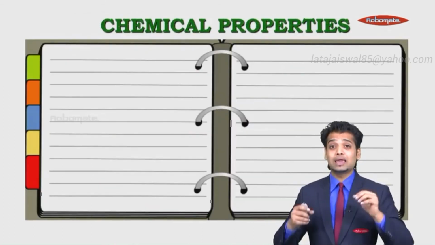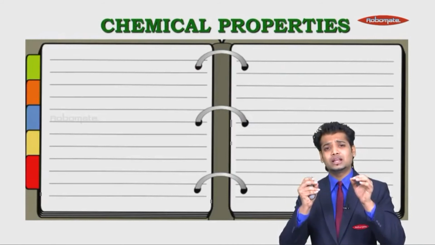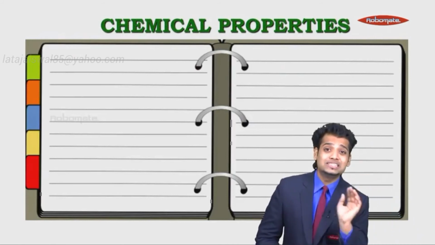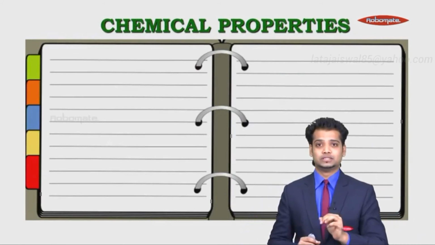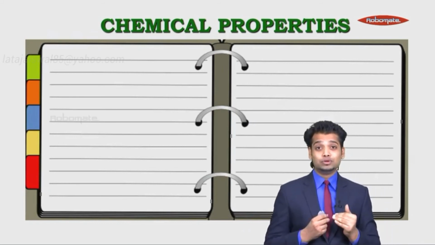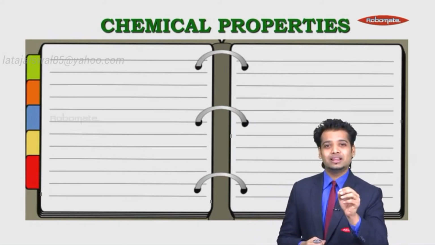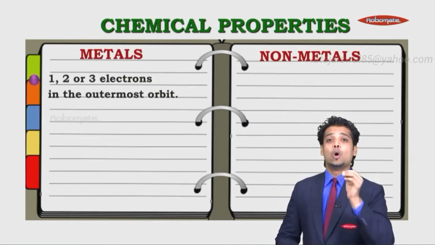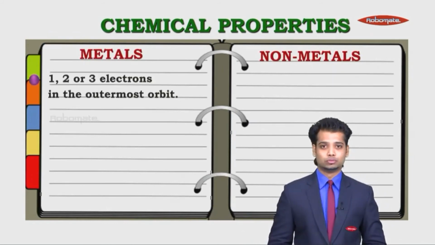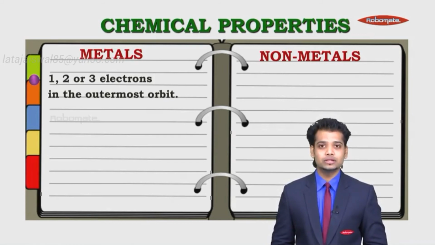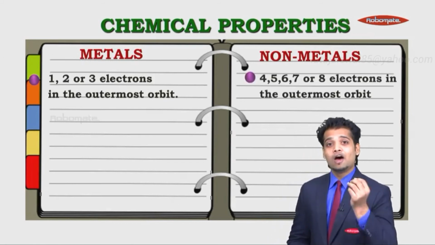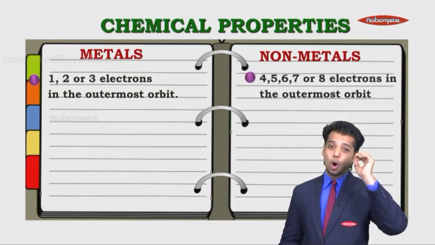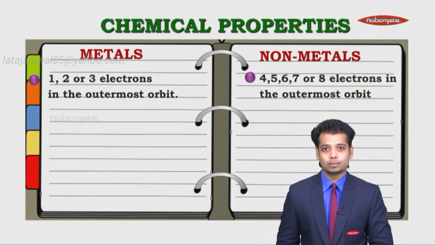Now let's study the chemical properties of metals and non-metals. We've studied the distinction between metals and non-metals on physical properties. We've grown, we've come to 10th standard, so let's study a little more chemistry. Chemical properties: metals, very simple, have 1, 2 or 3 electrons in the outermost orbit. Everybody knows that. Non-metals have 4, 5, 6, 7 or 8 electrons in the outermost orbit.